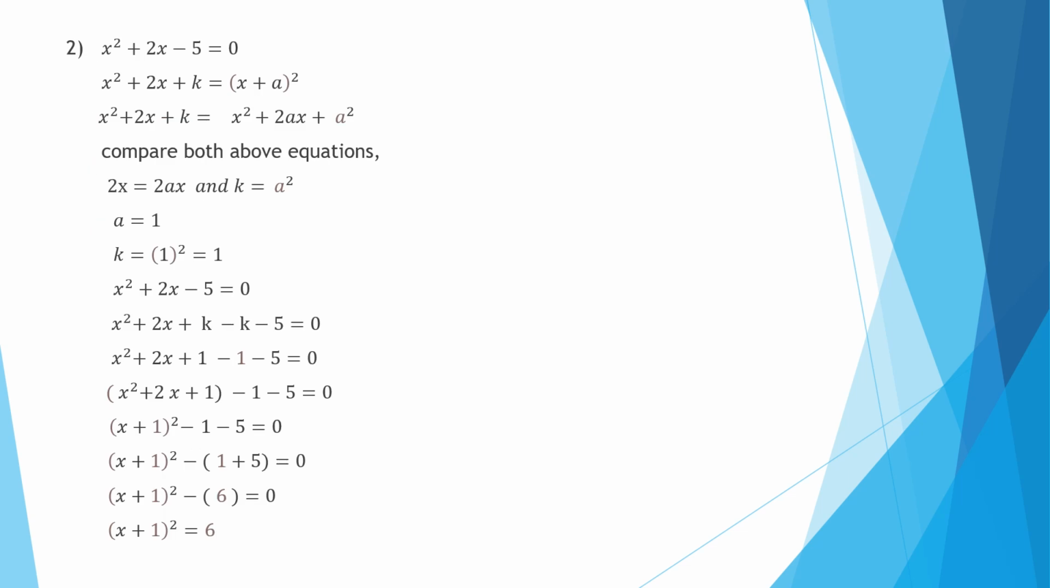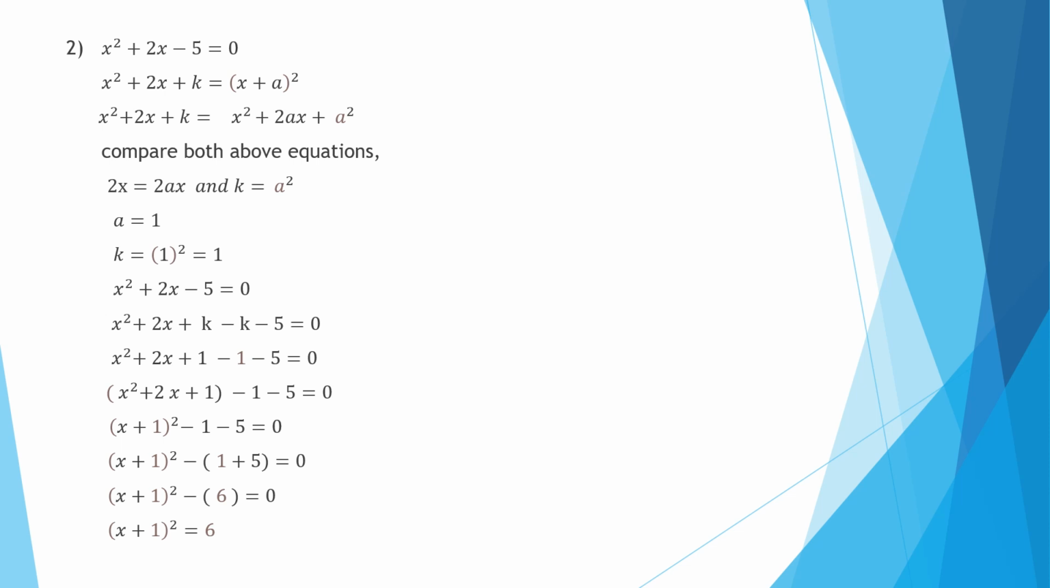Then the second question. The second equation is x square plus 2x minus 5 is equal to 0. So here we write x square plus 2x plus k is equal to x plus a whole bracket square. For the completing square method, we have to add one term and minus that one term, which is k. So here we write k.